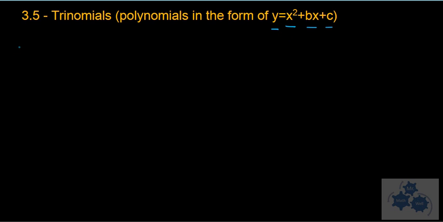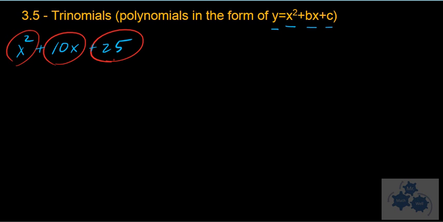Okay, so let's say we have something like this, x squared plus 10x plus 25. X squared plus 10x plus 25. Now this is a trinomial in this form. So what do we know about this? Well, there's three terms, right? There's three terms.